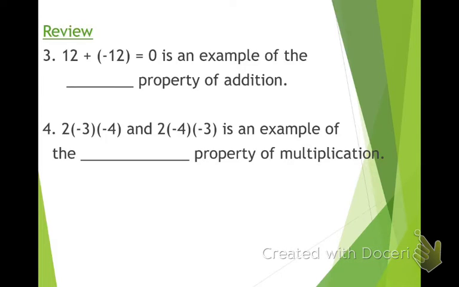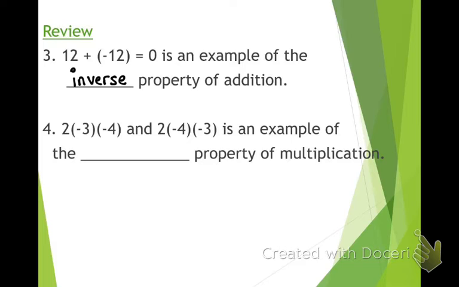Do you remember the other word for opposite? It starts with an I. Not inquiry. Inverse is correct, okay? So right here, number 3 says 12 plus negative 12 equals 0 is an example of the inverse property of addition. Inverse simply is a fancy way to say opposite.